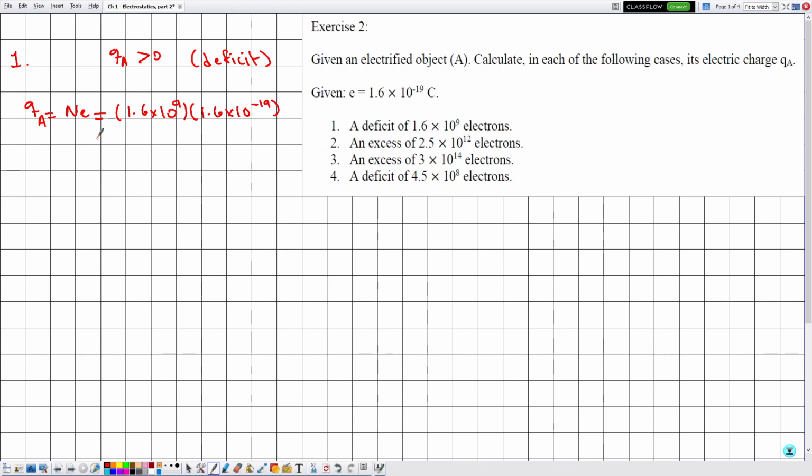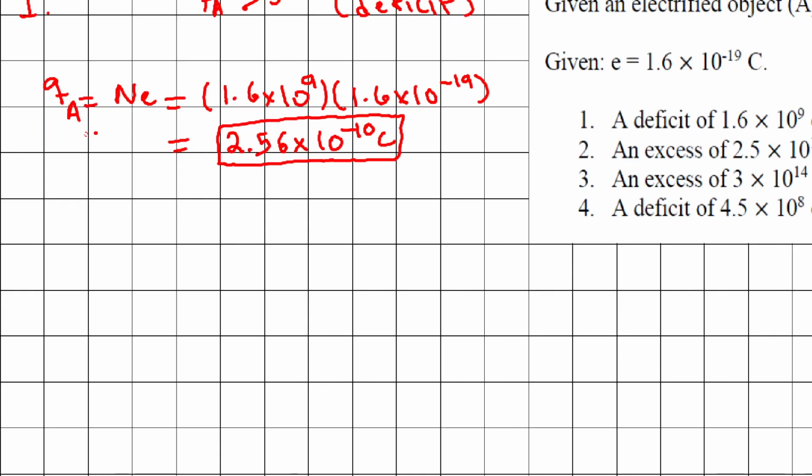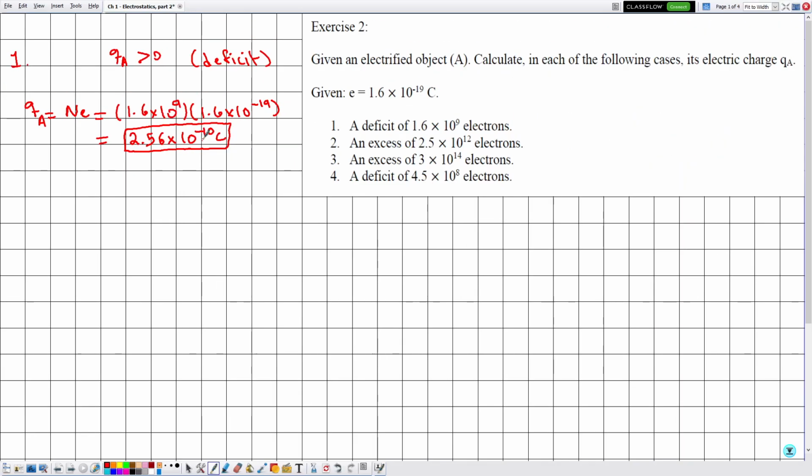Now plugging this on the calculator, the charge of the object A, which is electrified positively, is given by 2.56 times 10 to the power minus 10 coulombs. Coulomb is the SI unit of charge. N has no unit, and E is expressed in the SI, which is coulombs, so the value of QA will be in coulombs. This is not a convenient unit, in the sense that it can be expressed in nanocoulombs, for example, but the aim of the exercise is just to calculate the value of the charge.